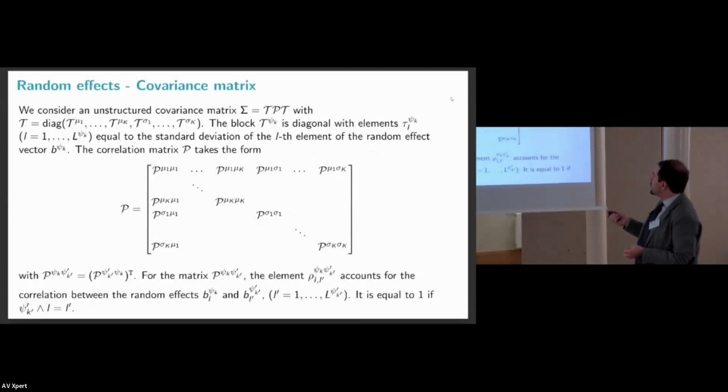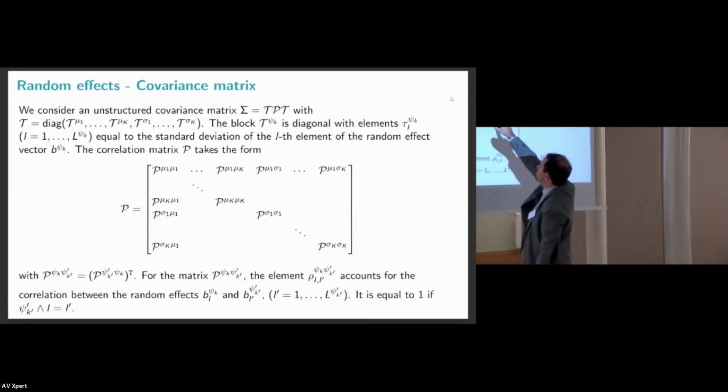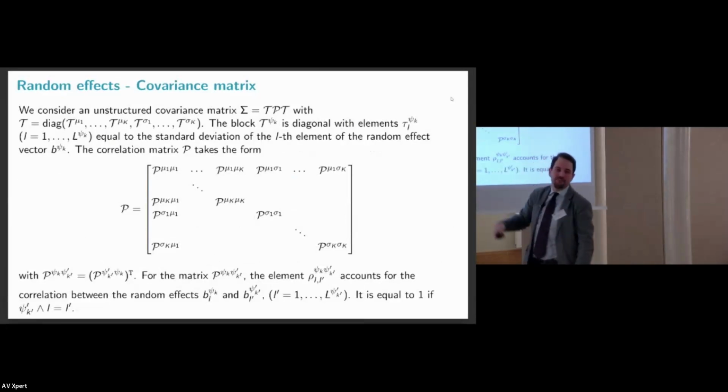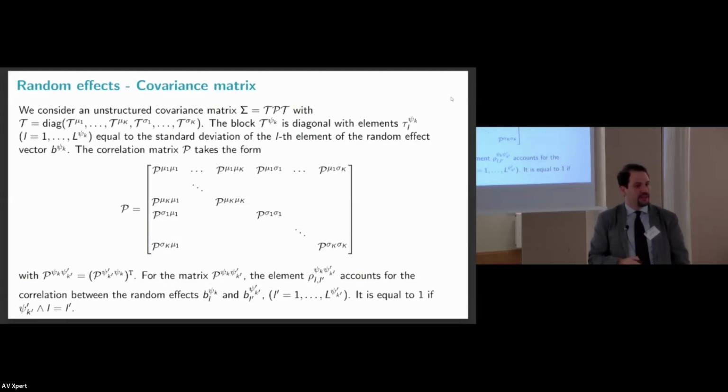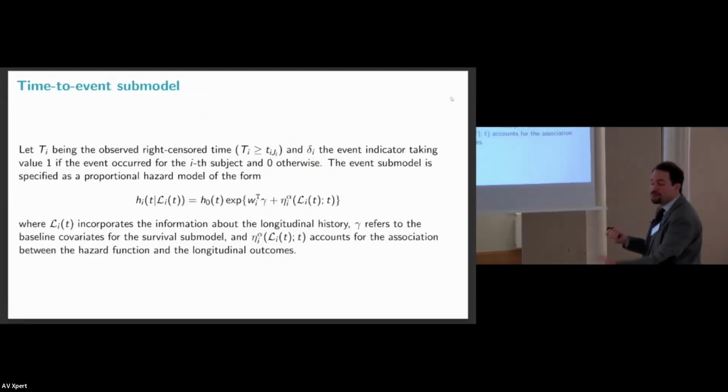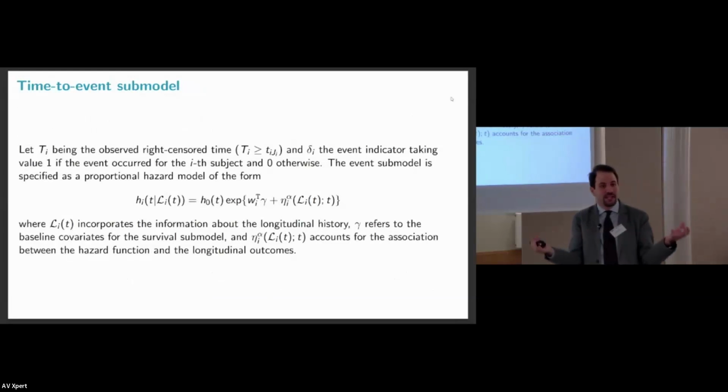Again, we use a correlate. We use this kind of decomposition of the covariance matrix so that we have a correlation matrix and a diagonal matrix with the standard deviations of the random effects. And obviously, the random effect in this case will essentially put all these models together and will also, in a sense, include the correlation between the different multivariate outcomes.